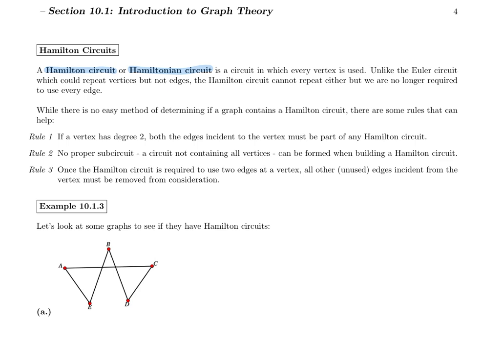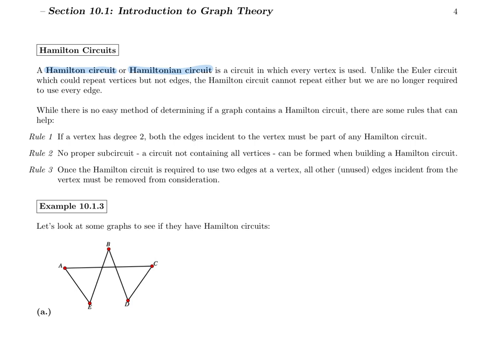So we had an easy way to determine if a graph contained an Euler circuit. We don't have that for a Hamilton circuit or a Hamilton path. While there's no easy method of determining if a graph contains a Hamilton circuit, there are some rules that can help. Rule 1 says if a vertex has degree 2, both of the edges incident to the vertex must be part of any Hamilton circuit. So any vertex that has a degree of 2 has to be used.